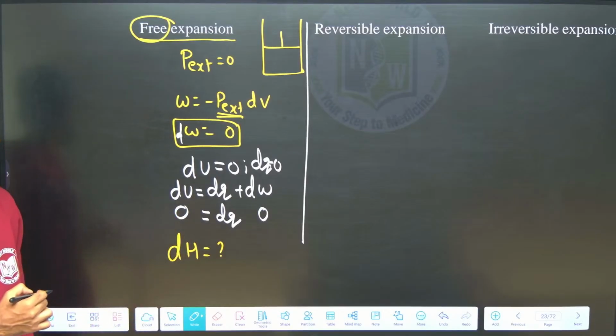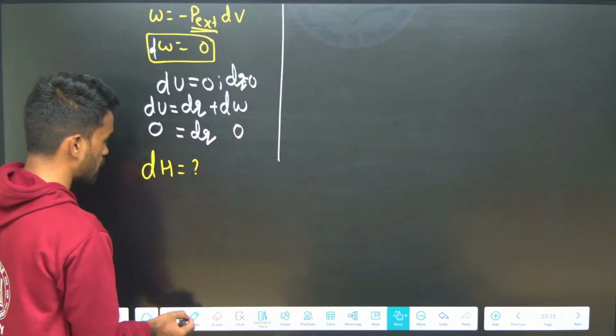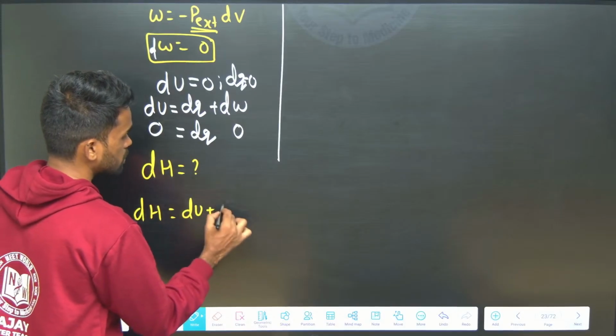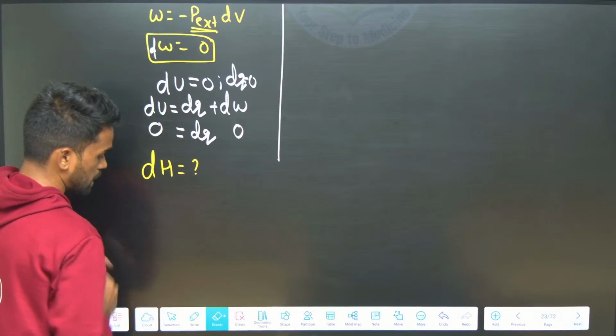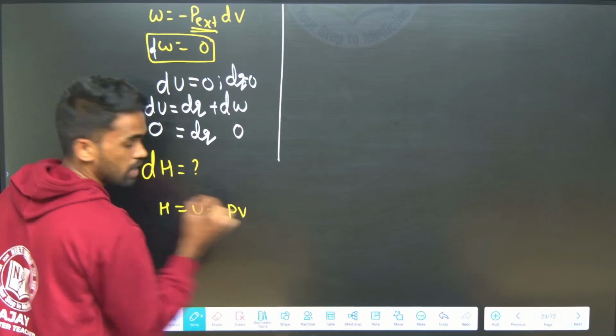For an isothermal process, what about the enthalpy change? It is 0. Why is it 0? How can you get this 0 value? See, dH equals dU plus... so first of all you need to know the relation between enthalpy and internal energy. H equals U plus PV, we have it like this.